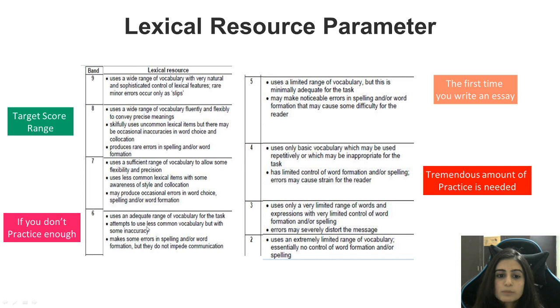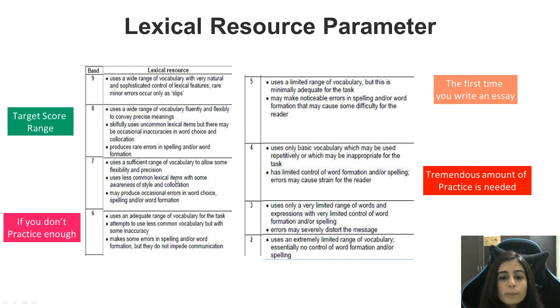Alright, let's move on to 7 band score, which is our target range. You should at least reach this. So what's our target range? Let's quickly read about it as well. So it uses a significant range of vocabulary to allow some flexibility and precision. So you use significant range of vocabulary. Here it was basic vocabulary. In case of 7 band scores, it's significant range of vocabulary to allow some flexibility and precision.